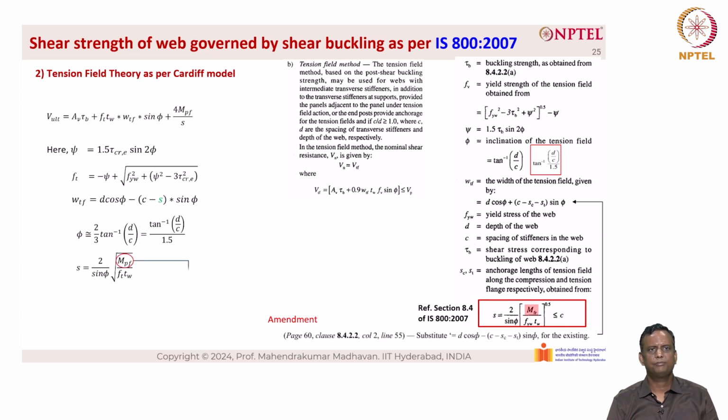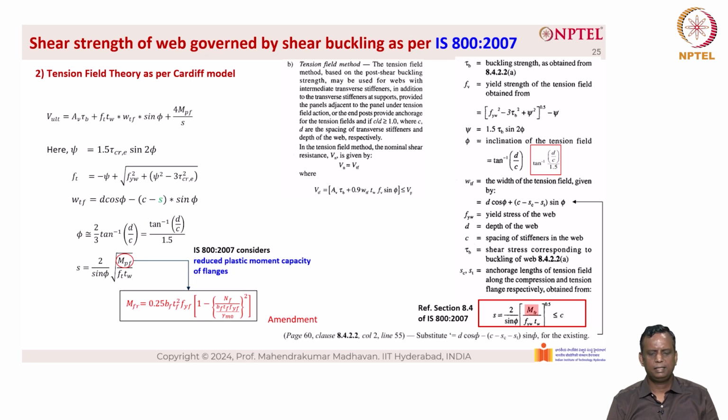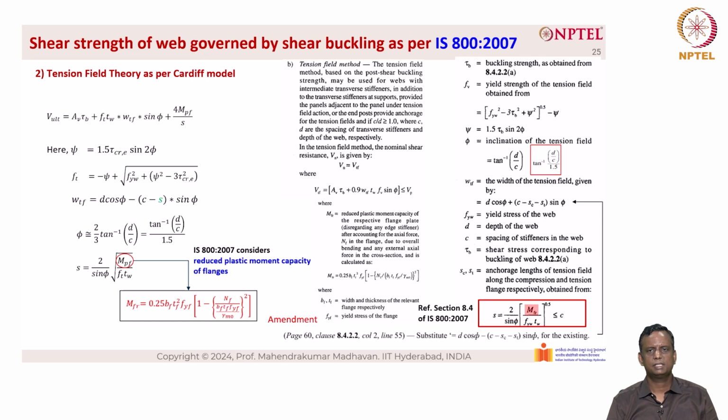So, this MPF is basically represented as MFR in IS 800. It takes into account the reduced plastic moment capacity of the flanges, which is given as 0.25 into BF into TF square into FYF bracket open 1 minus N sub F divided by BF TF FYF divided by gamma m naught the whole square. So, this is the same equation that is given also in IS 800, as you can see on the right hand side, marked in a red color box. So, MFR is basically the reduced plastic moment capacity of the flange plate.